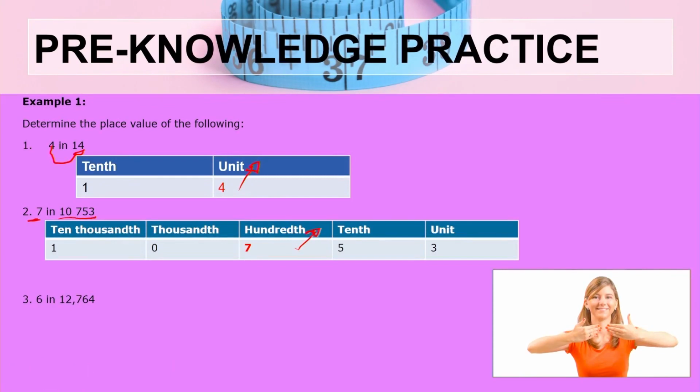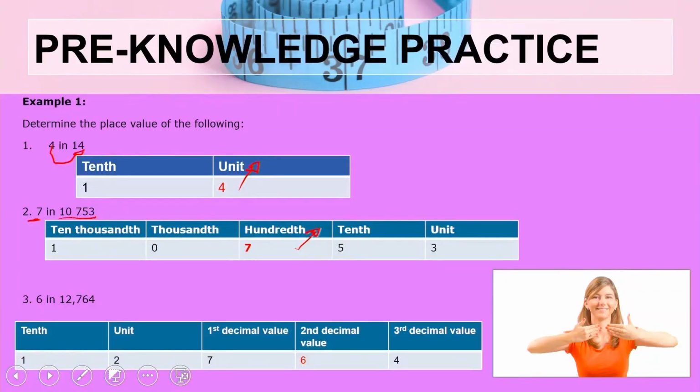Our last example, therefore, will be 6 in 12,764. Now we have a different number. It's a number with decimals. So let us have a look at how we work out decimals. When you have decimals, basically we're still looking at the digits. The digits that we have in this number are 5. So since we have 5 digits once more, we are going to complete the table just to write the digits that we are having.